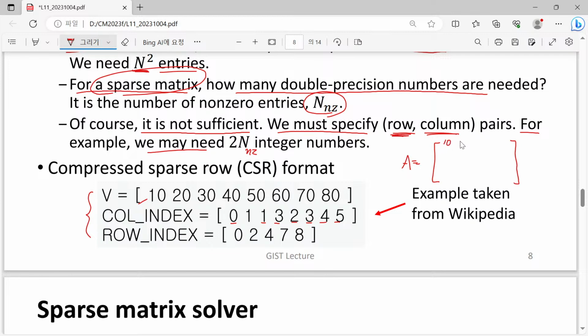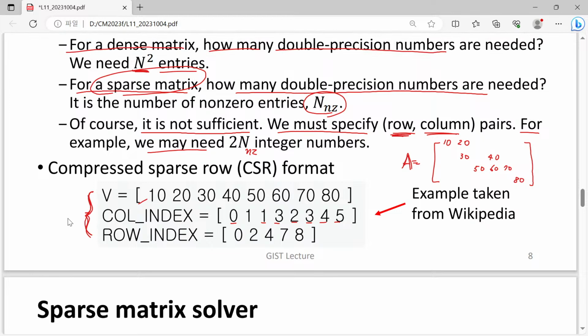it seems that 10, 20, what was it? I don't remember any longer. 30 and 40 and 35, 50, 60, 70, and finally we have 80. So am I right? So that was it. Okay, from a matrix we were able to successfully build the CSR format for this matrix A.